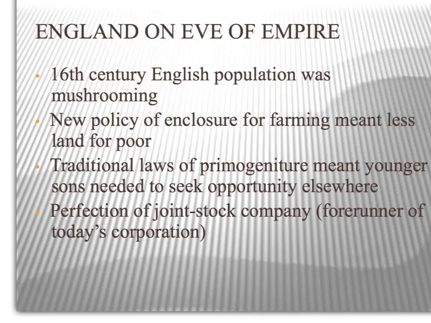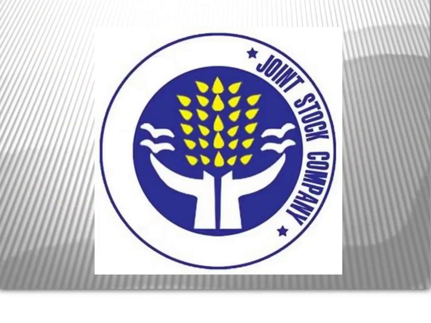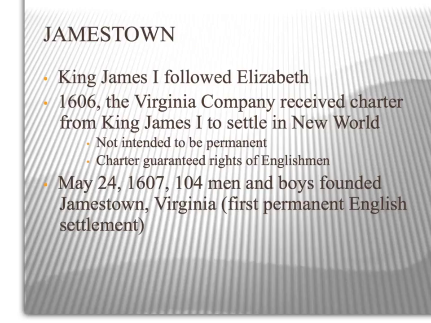So again, they wanted to seek some sort of opportunity. And then they also perfected the joint stock company, right, which is the forerunner of today's corporations, so being able to pool your money together, and we'll talk about that in class too. So again, joint stock company, right, Virginia.